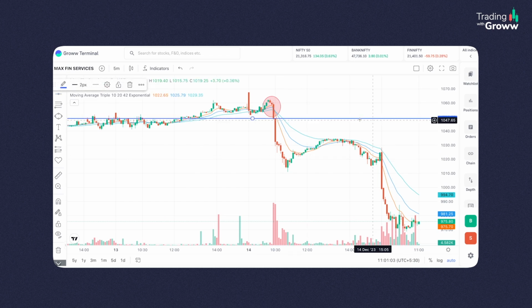So we would have shorted at this level, 1048, and from there the market started going down, down, down, and eventually the blue line and the red line crossover happens, which means that the 10 moving average closed above the 20 moving average.